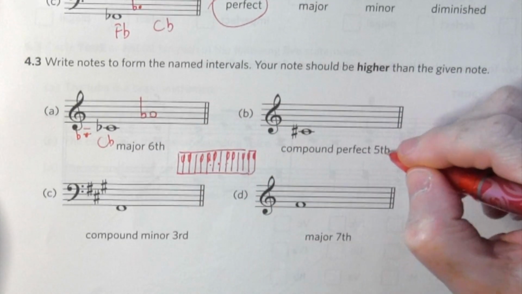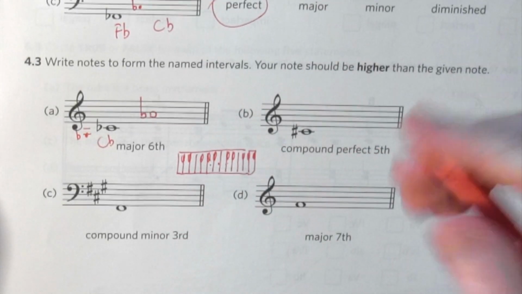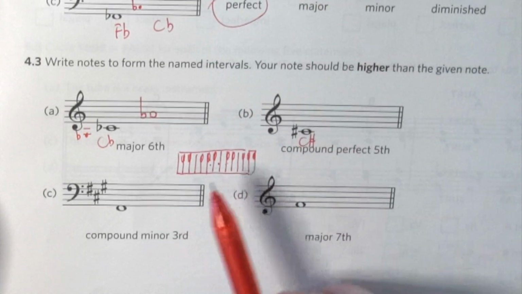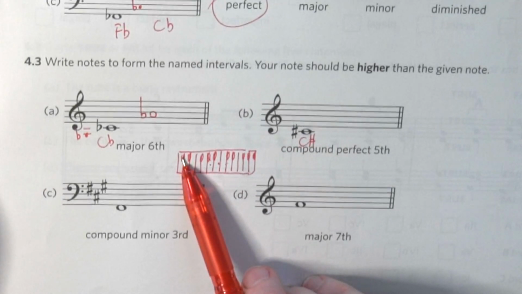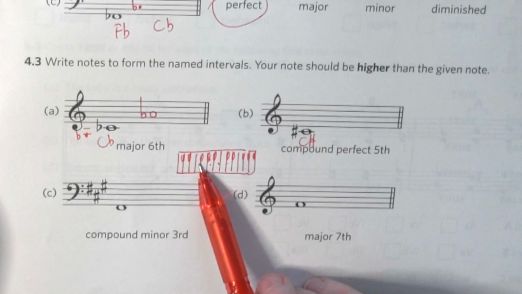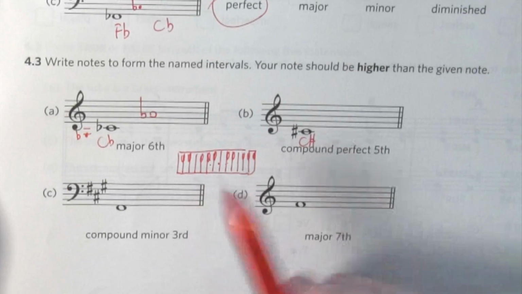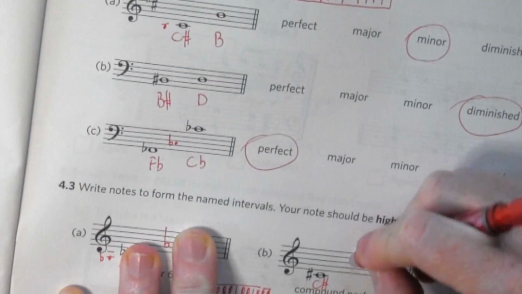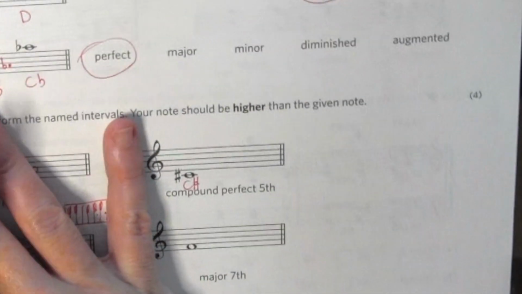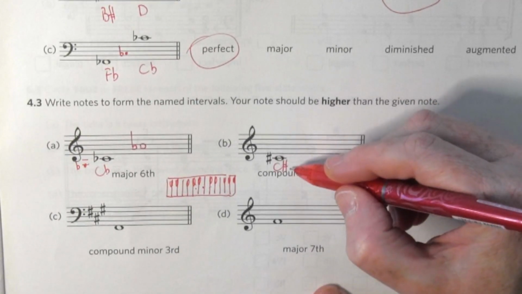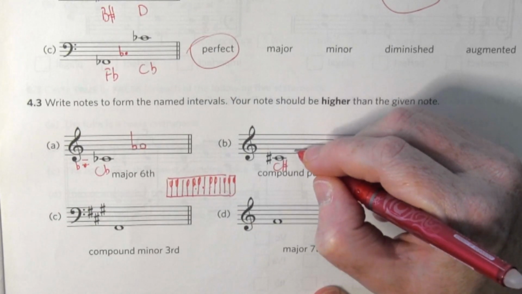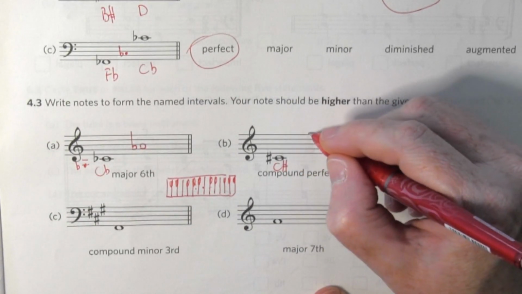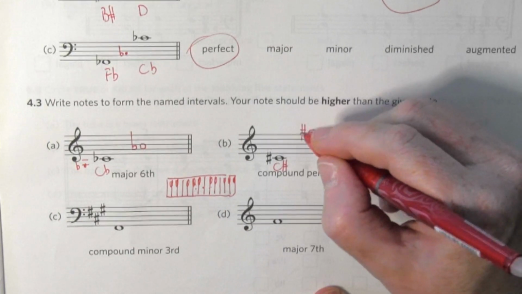Next one, a compound perfect fifth. It's a perfect fifth and then we raise it up an octave from D sharp. It should be 3.5 tones away. So 1, 2, 3.5. G sharp. Oh, sorry, no. No, this is not possible. This is a perfect interval. We need to raise it up an octave, so it's up here. So, sharp.